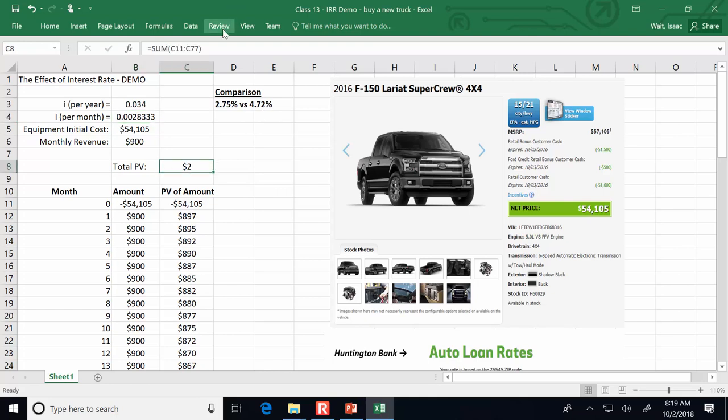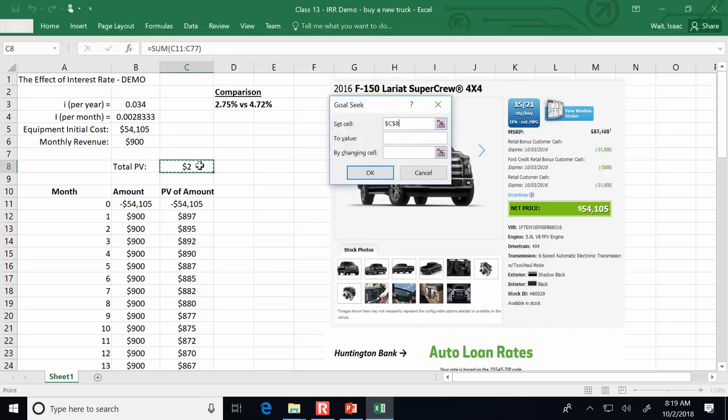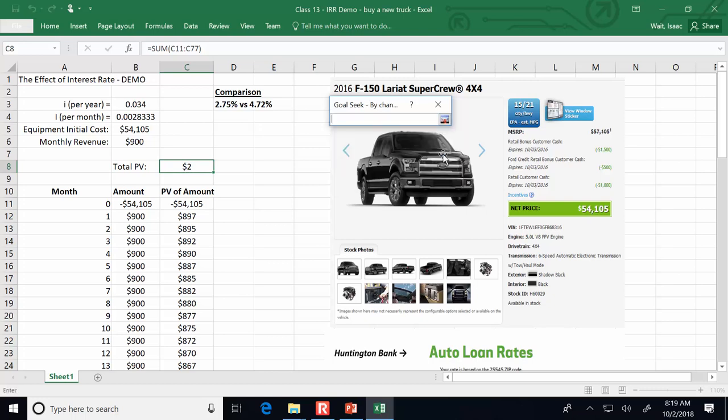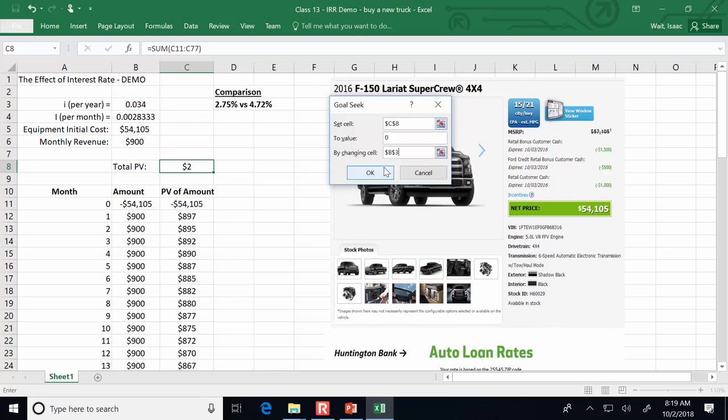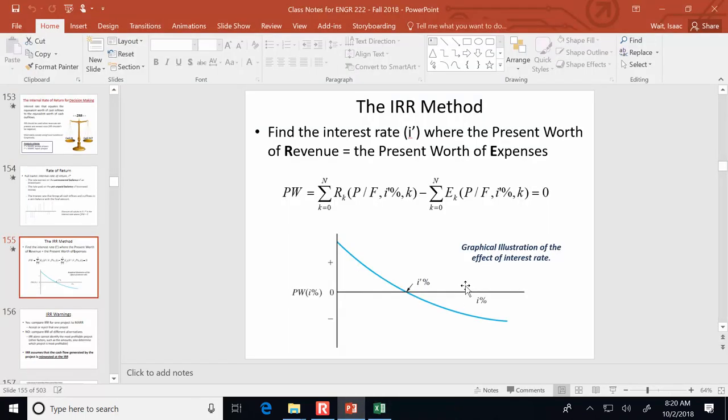And then what's the smart automated way to do this? Goal seek. Yes, so Data, What-If Analysis, Goal Seek. I want this to be equal to zero, and it should change the interest rate to make that happen. All right, so the internal rate of return on a project where I have $900 coming in, and $54,105 is the first cost, the interest rate that puts those into equilibrium is 3.401% per year. So that would be the internal rate of return for a project that's paying me $900 a month for 66 months. That's just an illustration.